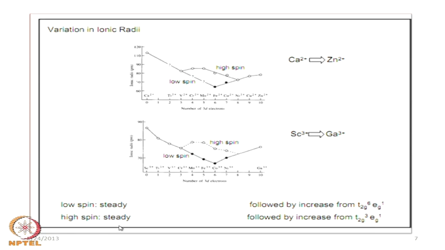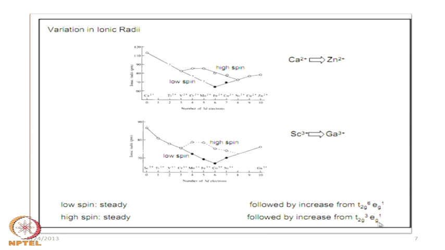In case of high spin also the change is very steady from one step to another, but there is an increase once the t2g shell is half filled. So, after t2g3, basically after this particular state, up to vanadium 2 plus, which is the t2g3 case, then we have the chromium and manganese.